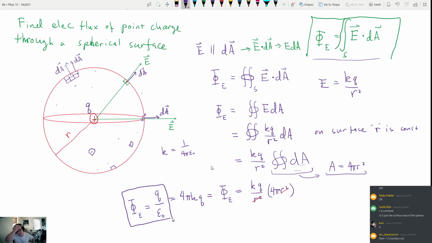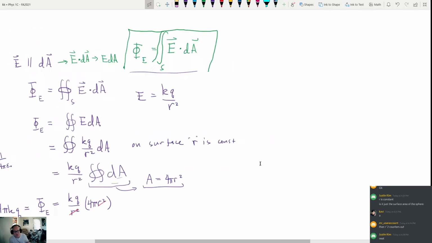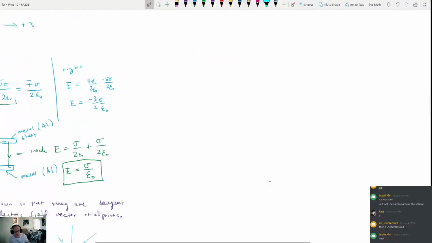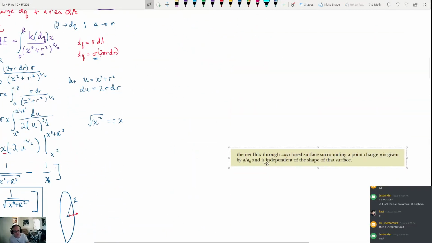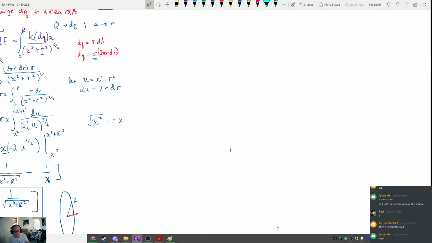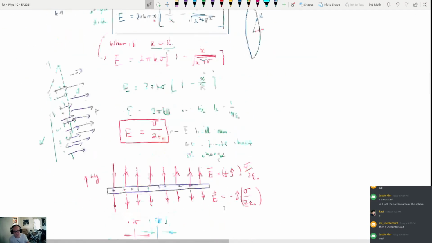But that's basically what Gauss's law states. It states that the flux through a closed surface is equal to the size of the charge enclosed by the box, by the surface, divided by epsilon naught. I'm going to leave you with that quote from the book somewhere here. Here we go. This is Gauss's law. This is where we're going to start next time.